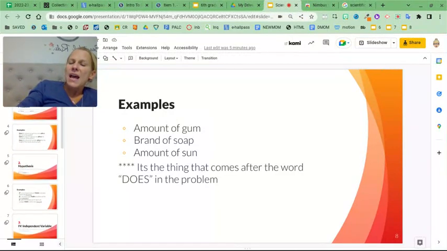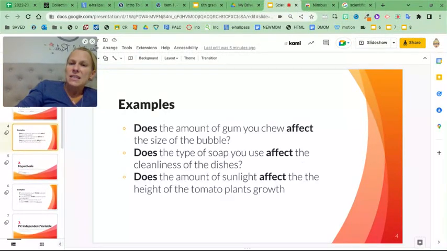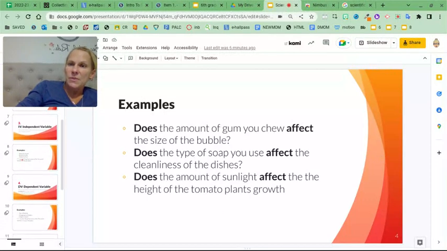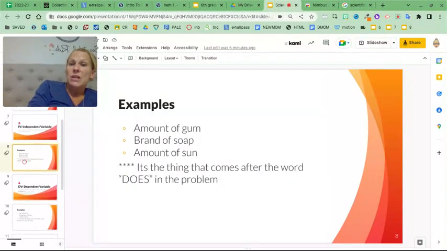It's the one that comes after the word does in the problem. If you noticed, each of those is "does" followed by amount of gum, "does" type of soap, "does" amount of sun. Those are the independent variables. They come right after the word does in the problem.